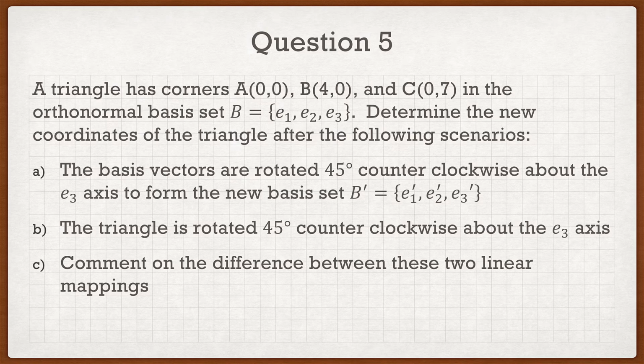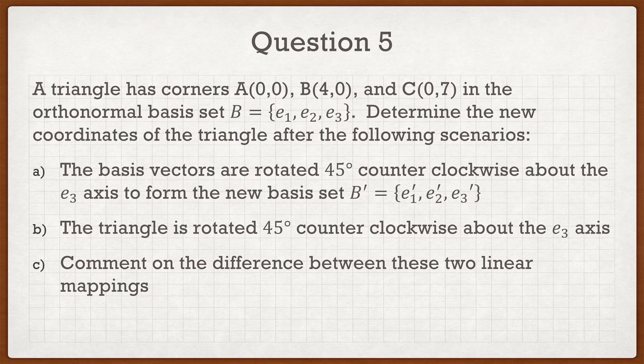It says a triangle has corners A, B, and C in the orthonormal basis set B, which is composed of E1, E2, and E3. It wants us to determine the coordinates of the triangle after the following scenarios. It gives us two scenarios, and then part C just says comment on the difference between the two scenarios.